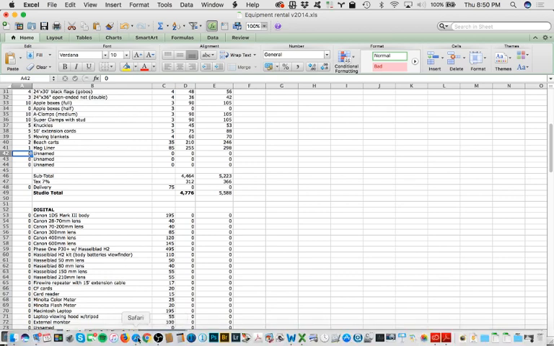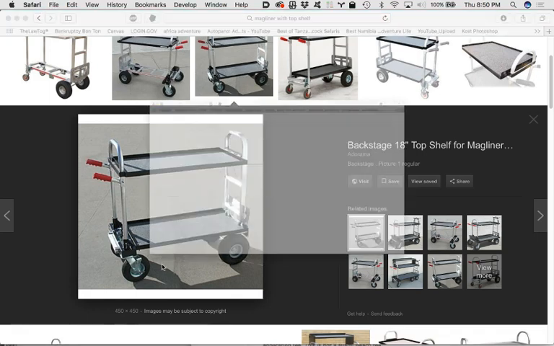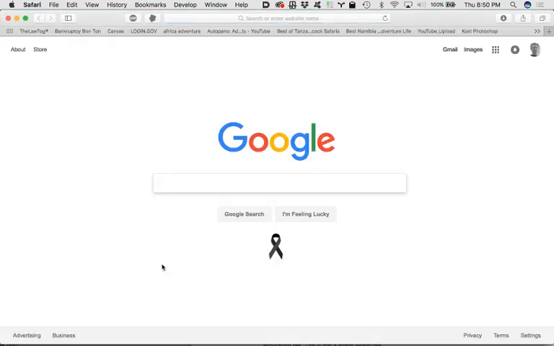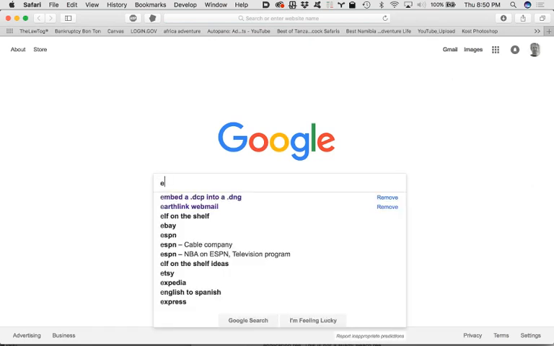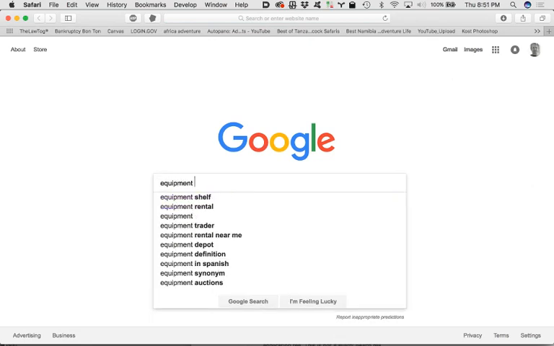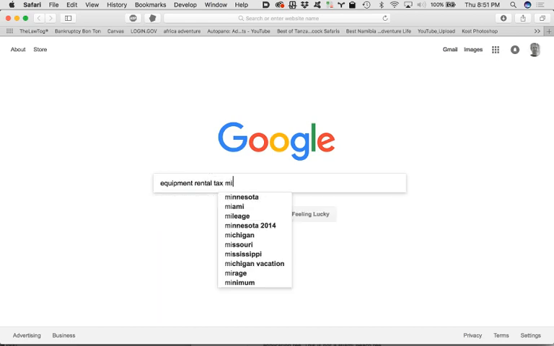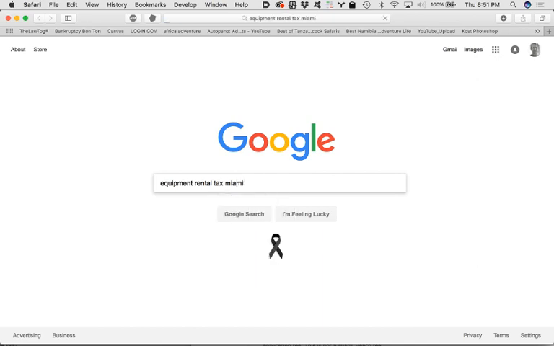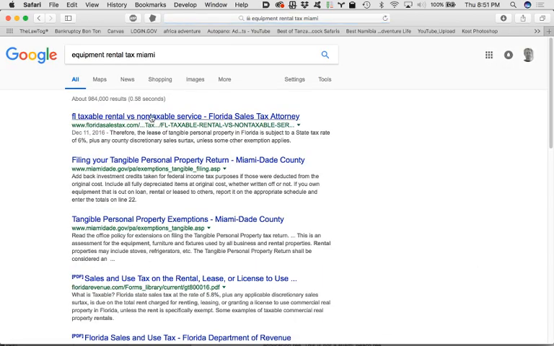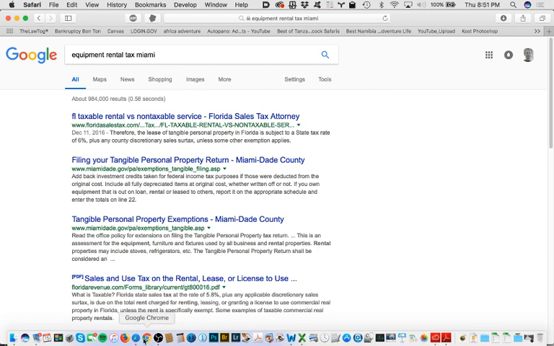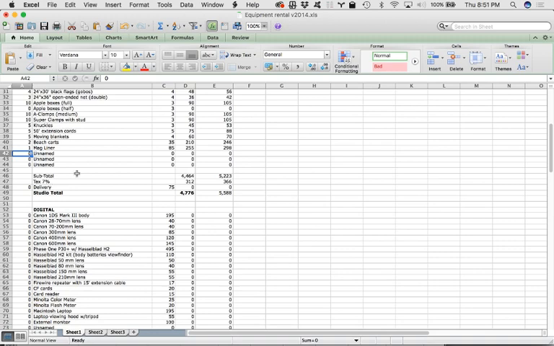So back to Google, new, and do equipment rental tax Florida or Miami. Well, I'm going to put it in Miami because it could be more. Taxable rental versus non-taxable service, and they're taking me to Florida sales tax. It looks like 6% right here, so that's what you would actually put in there. My calculator's got it at 7. I'm going to leave it at 7. We'll just have a little bit more padding. Okay, and we don't need to do delivery.